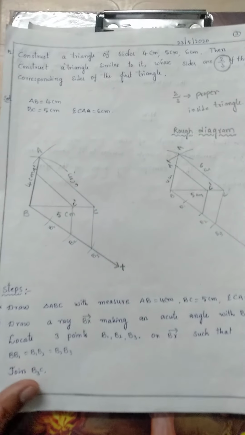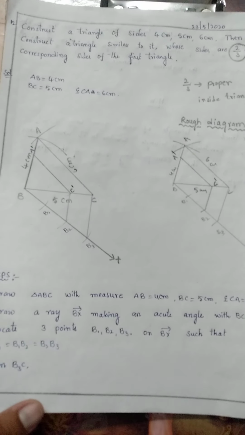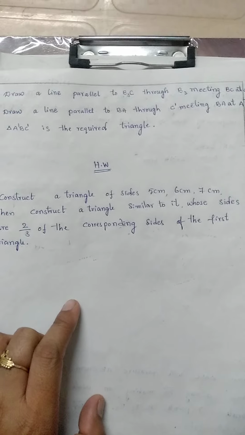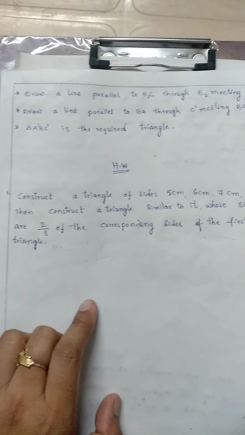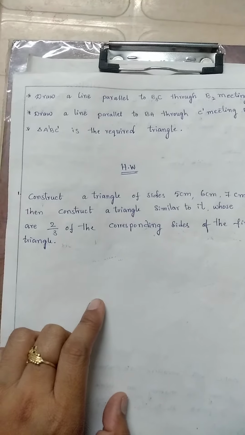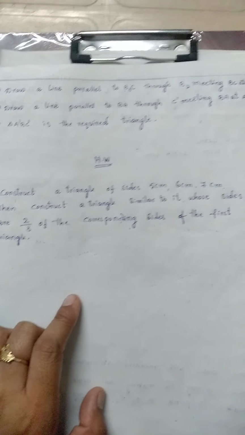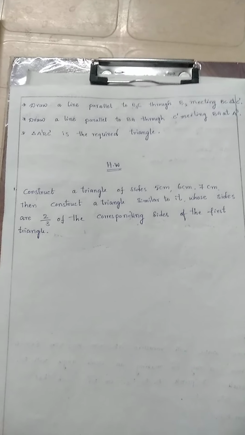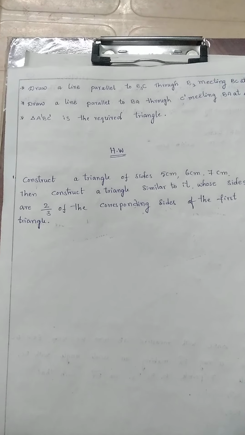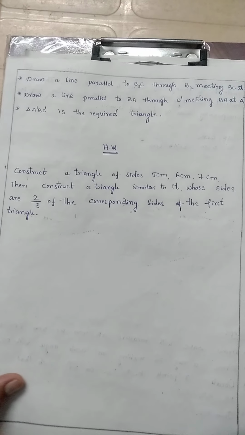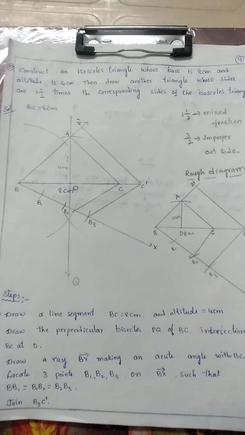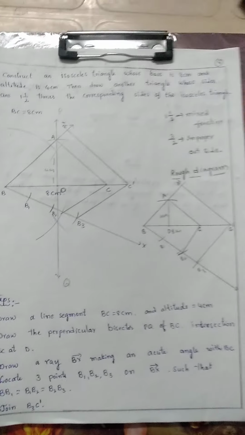Okay children, that was the 12th question. I also gave homework. Construct a triangle of sides 5 centimeters, 6 centimeters, 7 centimeters. Then construct a triangle similar to it whose sides are 2 by 3 of the corresponding sides of the first triangle. It is homework. Okay children, next, the construction of triangles becomes somewhat difficult. Next problem is the 13th problem. It is somewhat difficult.